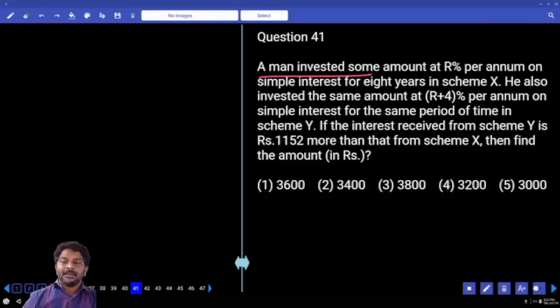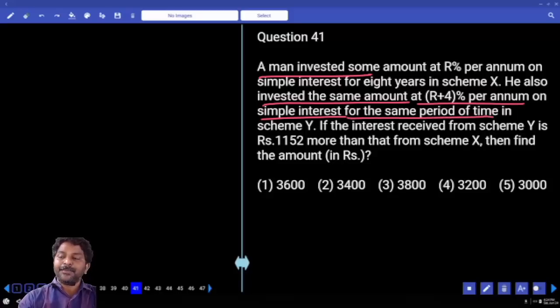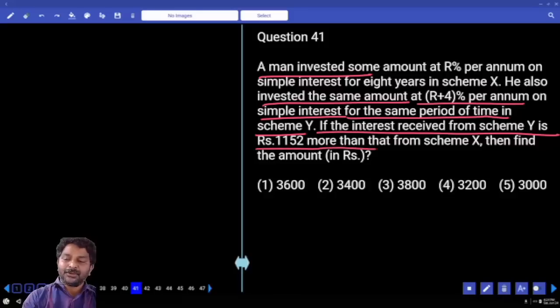Come on. A man invested some amount at R% per annum on simple interest for 8 years in scheme X. He also invested the same amount, the principal is the same, at R plus 4% per annum. Earlier it was R, now it is R plus 4. And it is also simple interest for the same period of time. Same period of time meaning how many years? 8 years. Earlier it was given for 8 years. Now also 8 years in scheme Y. If the interest received from scheme Y is 1152 more than the interest received from scheme X, find the amount.